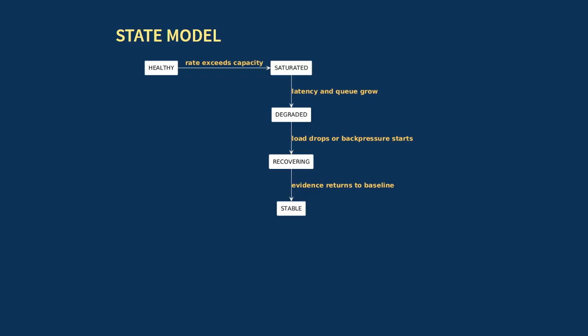Think of the system as moving through healthy, saturated, degraded, recovering, and stable states. What invariant are we protecting across those state changes? Accepted work should either complete or fail in a bounded, explainable way. The system should not drift into uncontrolled degradation.